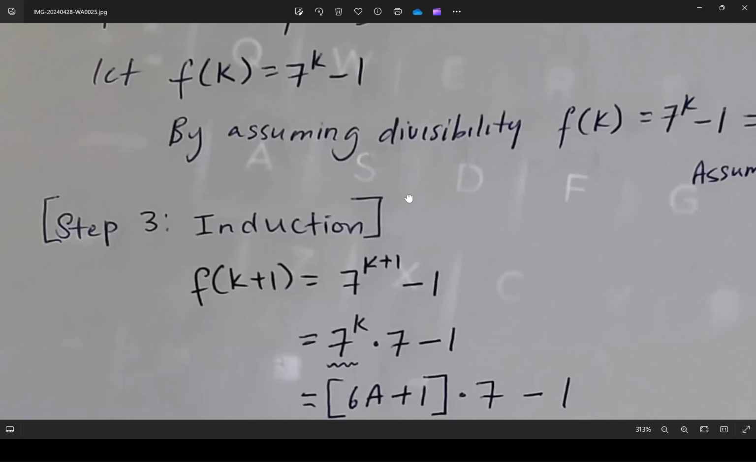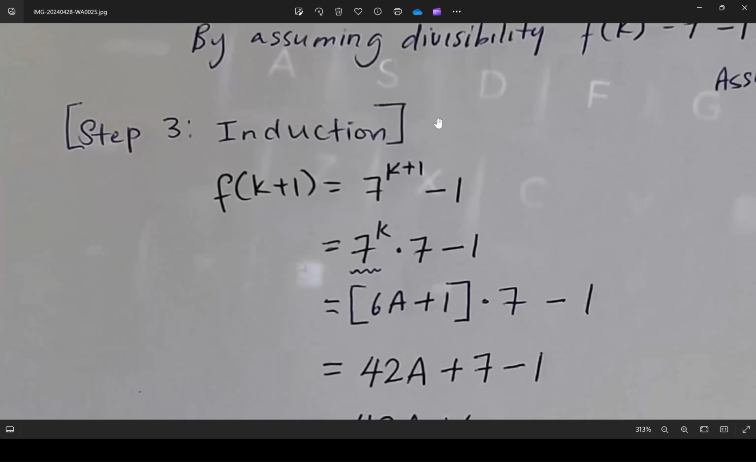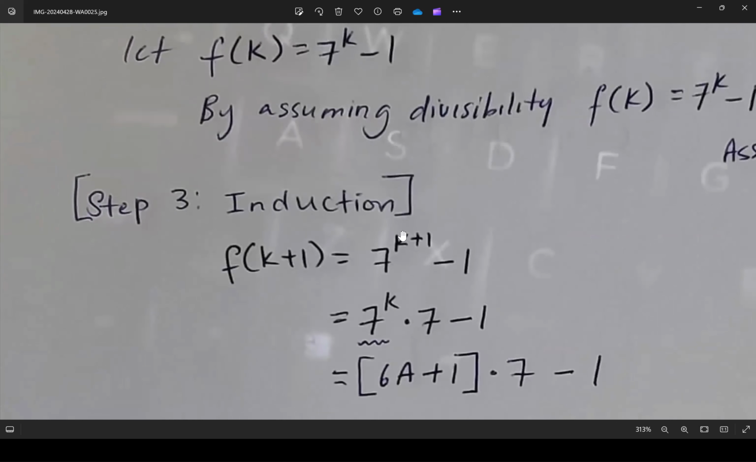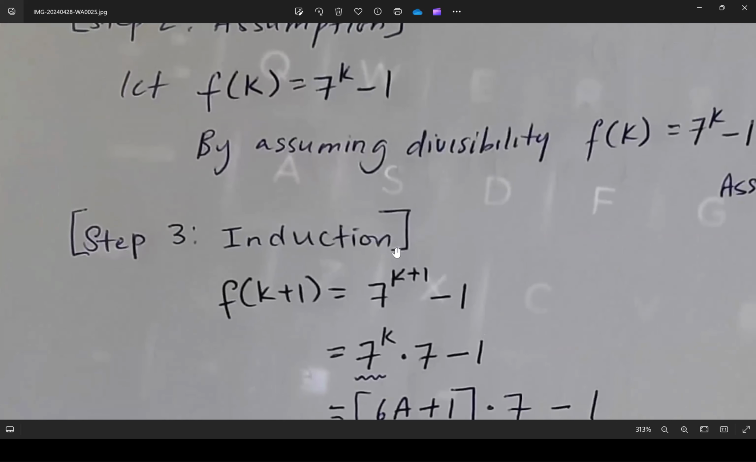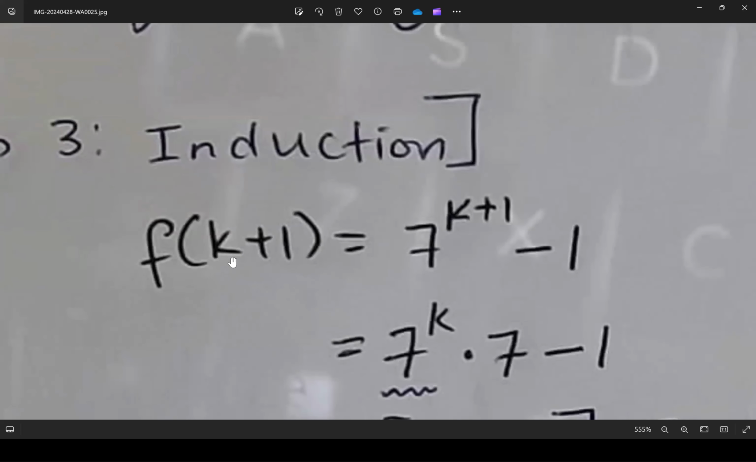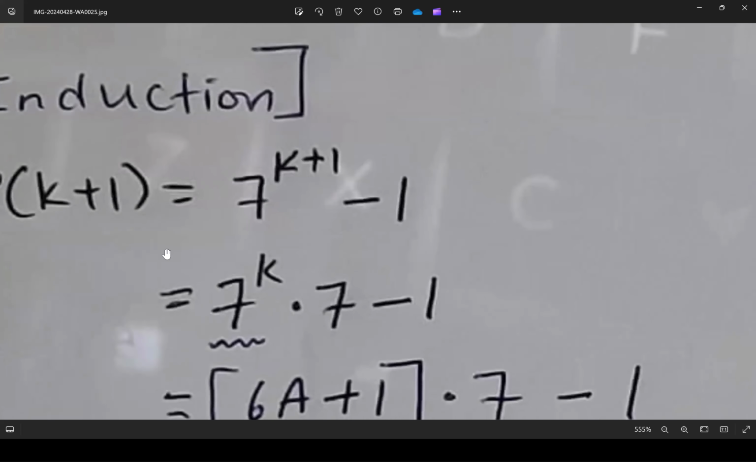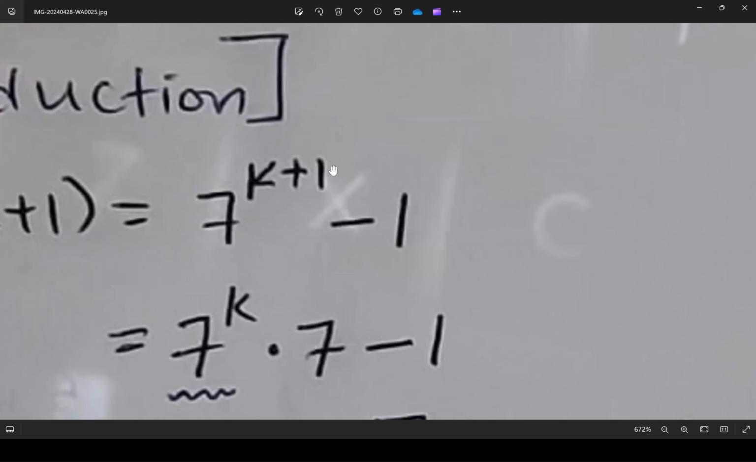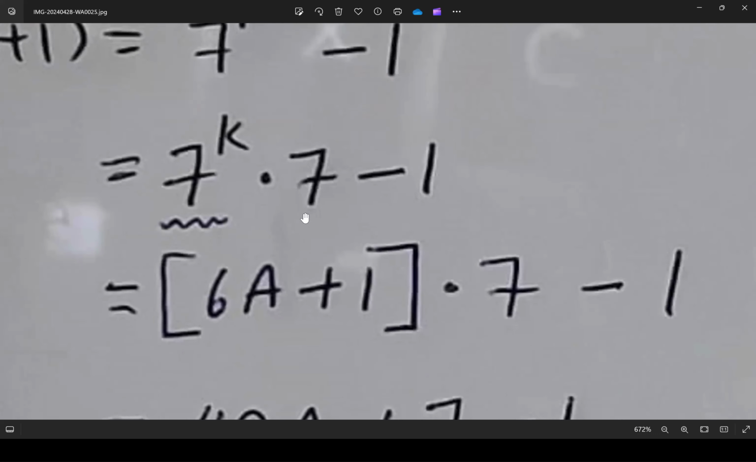And the second to last step, which is step 3, is induction. This is where the actual math part comes in. We're going to say, okay, I believe it for f of k, right? I believe it for when it's k, but what about when it's k plus 1? So we're going to plug in k plus 1. We're going to have 7^(k+1). We need to remember the indices rules. I know that this will be 7^k times 7 to the power of 1, right?